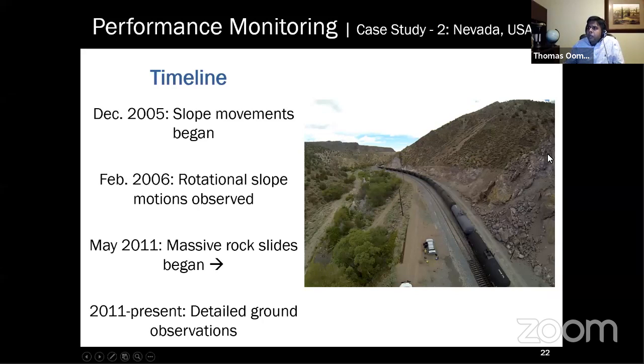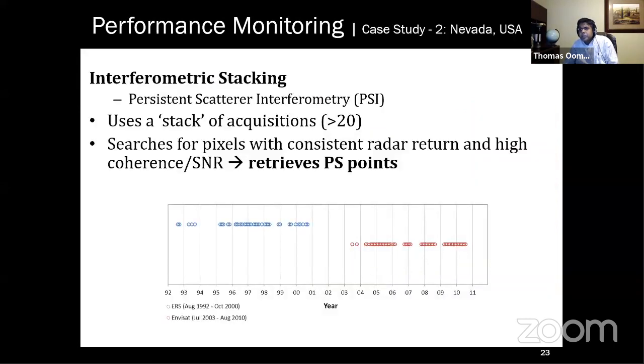But there are several landslides forming along this line, and the company contacted us to see if we would look at it and see what the problem is at these sites. What happened was that from 2005, they had seen slope movements happening here. And in 2006, some rotational slope motions were observed. And in 2011, a massive rock slide began forming. From then, the railway company started doing ground monitoring using some LIDAR and other techniques. And they asked us if we could take a look at this site with satellite remote sensing.